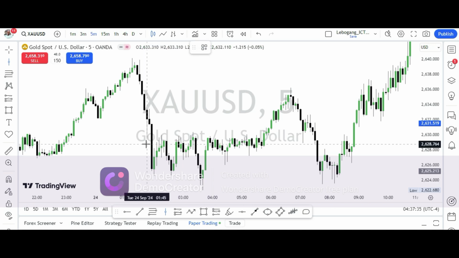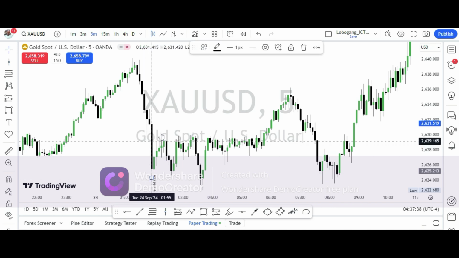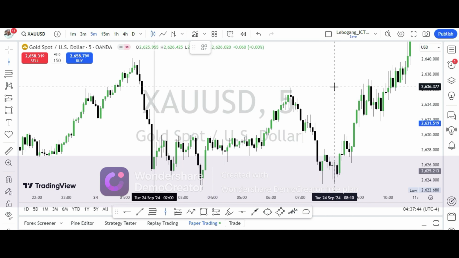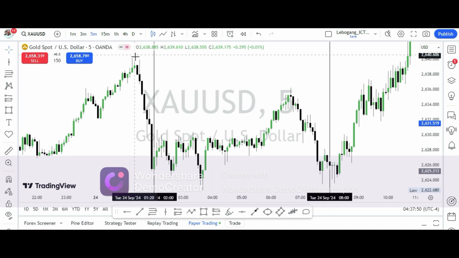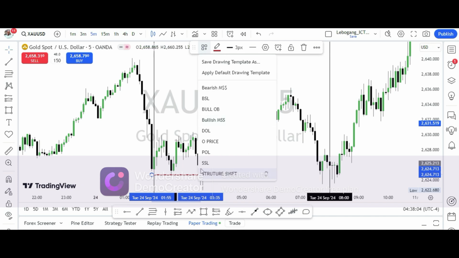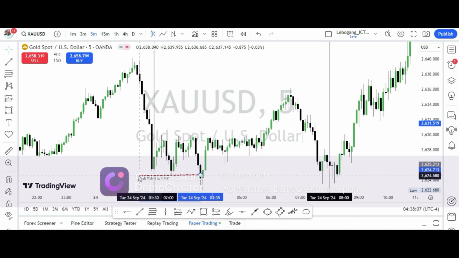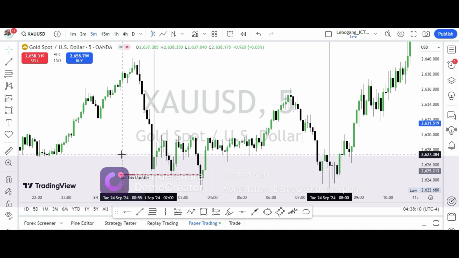So London, London here. This is Tuesday, no? New York. So price came down, gave us a low, took that low, gave us another low, and then we're gonna use this low. I'm gonna use this low, mark it as our sell side liquidity.